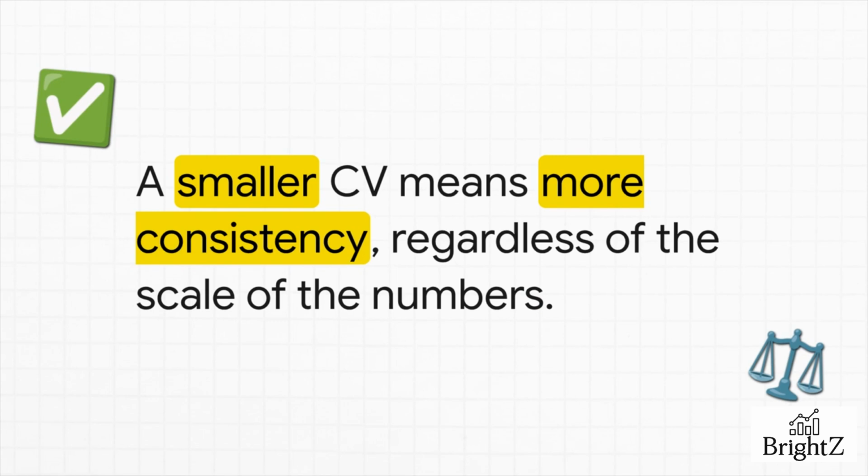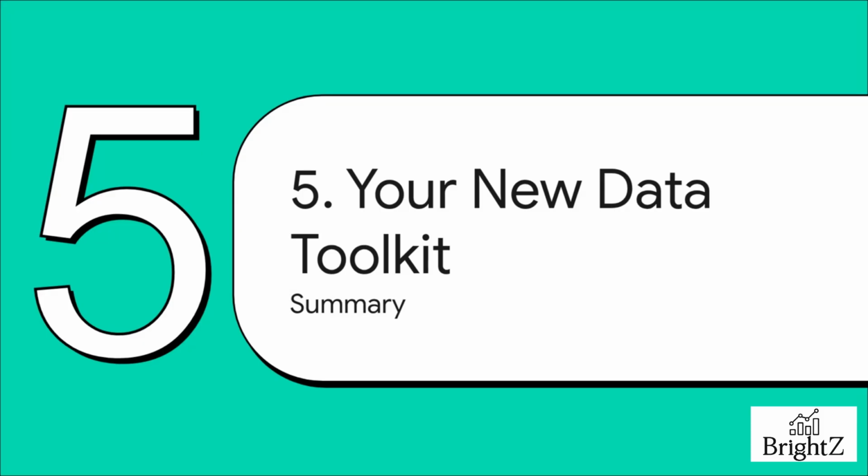And that's the bottom line here. A smaller CV always means more consistency. Plain and simple. It doesn't matter what the scale of the numbers is. In this case, it shows us that even with those huge dollar figures, the housing market was actually the more stable, less volatile investment of the two. Pretty cool, huh? All right, let's pull all of this together.